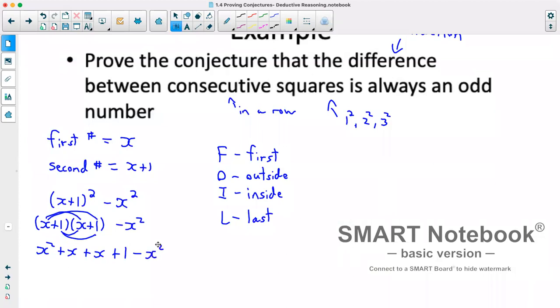So now we'll combine like terms. We've got x squared minus x squared, so those are just going to cancel out. And we end up with 2x plus 1.